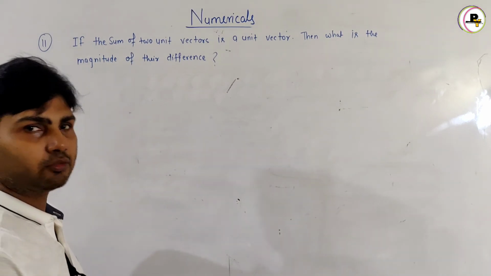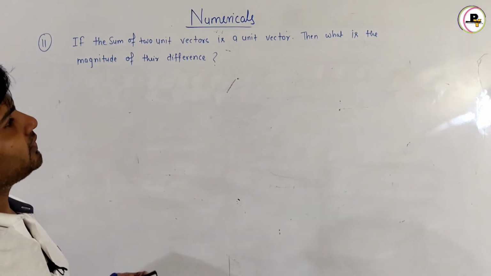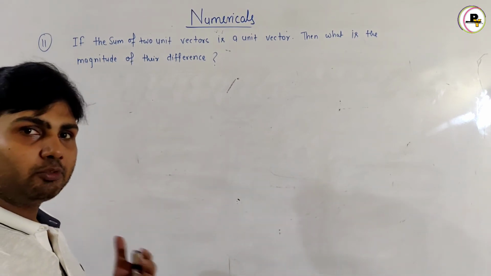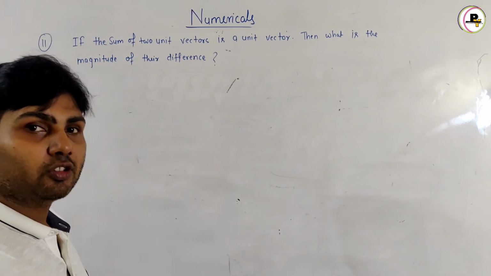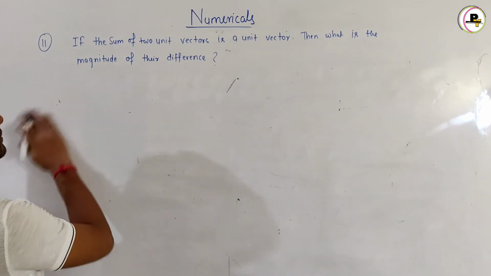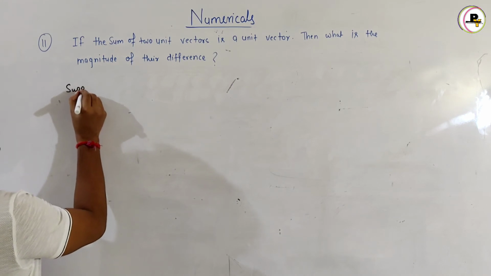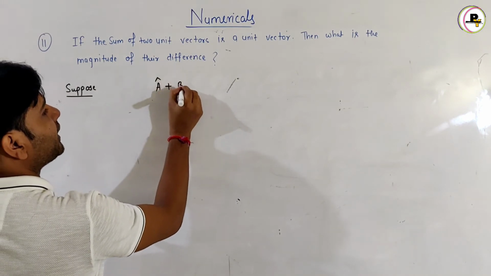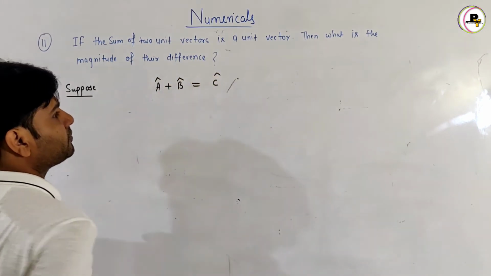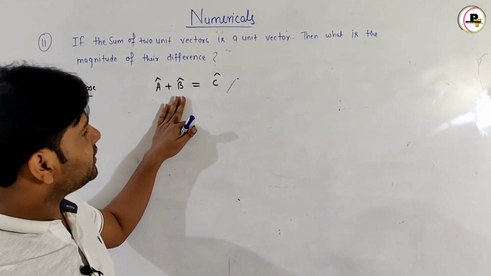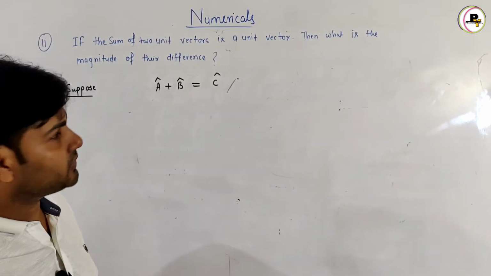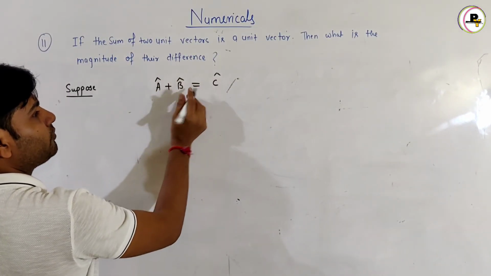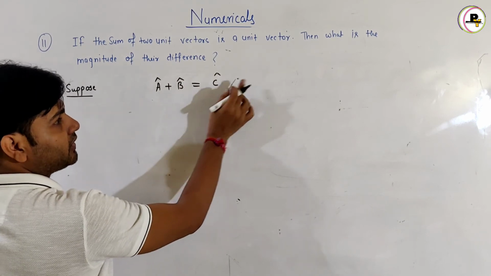Okay, so question number 11 is what? If the sum of two unit vectors is a unit vector, then what is the magnitude of their difference? That is, we have to find the magnitude of the difference of the two unit vectors. So what is given? Suppose here we have given A cap plus B cap is equal to C cap. That is, the sum of the two unit vectors is a third unit vector. And if it is a unit vector, then the magnitude of this unit vector is equal to 1.